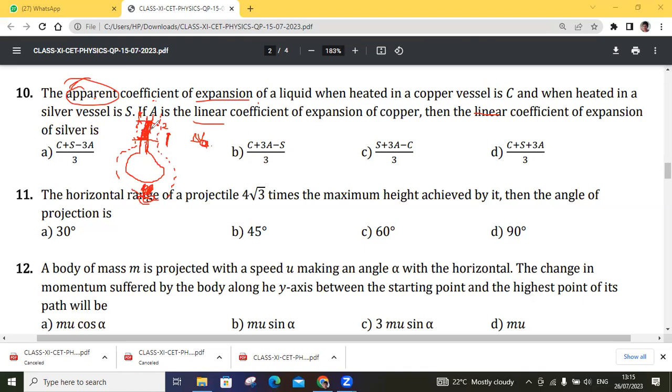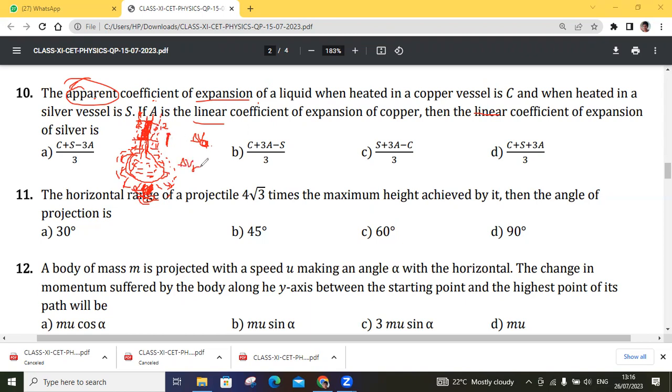But actually, how much is the real delta V? The liquid has gone from here to here, and because this vessel has increased its volume, this liquid which was contained in this much volume only will go everywhere. It will fill up this space. Understood? If it fills up the space, actually how much is delta V? Initially it had this much volume only, but now how much volume does it have? It has this much volume now, right?